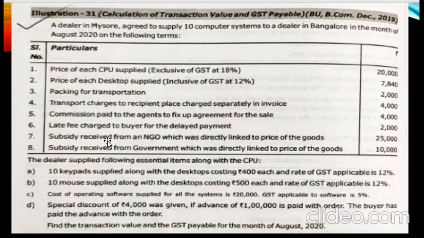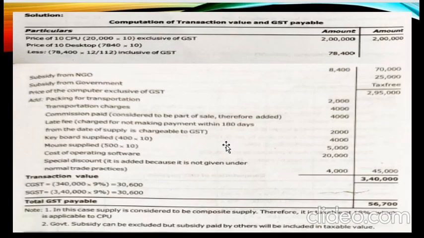Yes, subsidies I would have explained in one of the videos regarding the rules. So, rules: a subsidy received from an NGO which was directly linked to the price of goods. So how much is it? 25,000. So that 25,000 will be considered. So this is a subsidy which is received from an NGO.